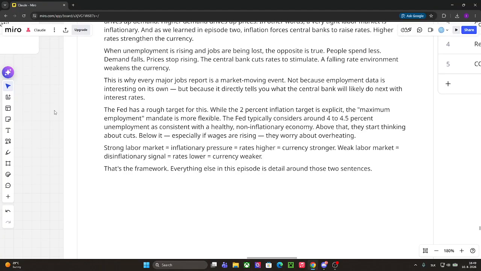The Fed has a rough target for this. While the 2% inflation target is explicit, the maximum employment mandate is more flexible. The Fed typically considers around 4 to 4.5% unemployment as consistent with a healthy, non-inflationary economy. Above that, they start thinking about cuts. Below that, especially if wages are rising, they worry about overheating.